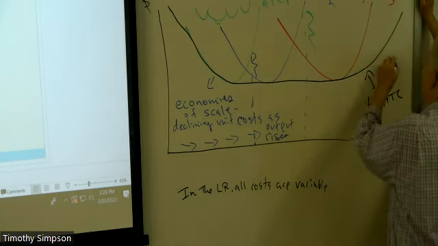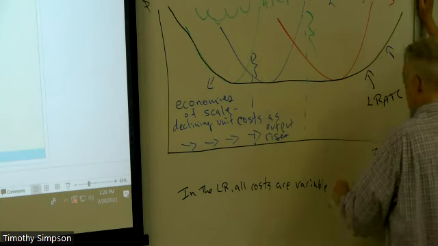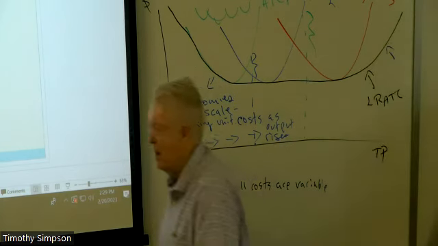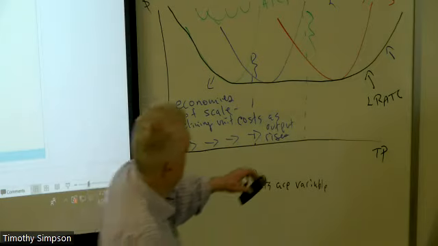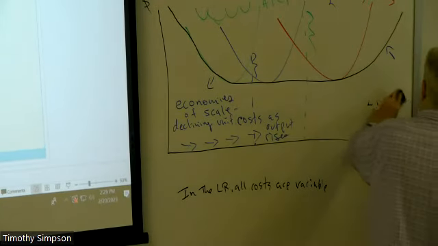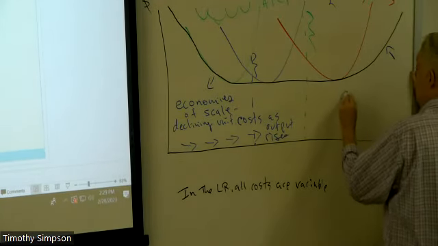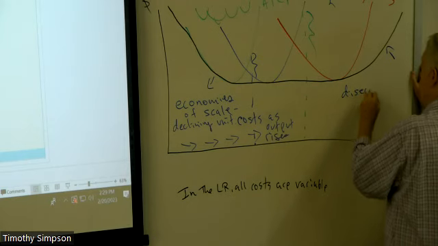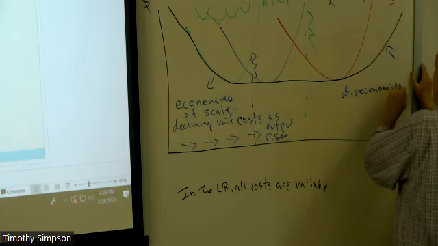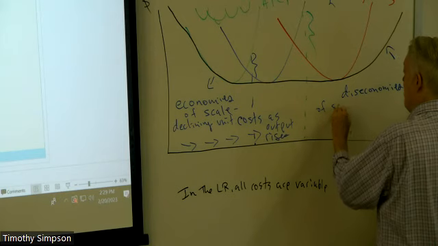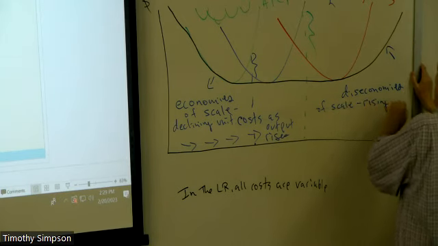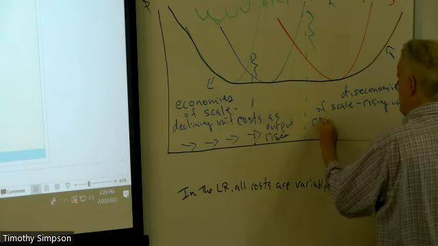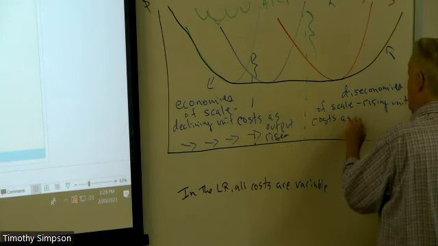But what about this area here? Now you've got an area where costs are rising. What do we call that area? Well, it's just the opposite. Frankly, economies of scale are more common than this other kind, and there's a reason. I'll tell you why in a minute. This area we call diseconomies of scale, and this is a real term. Diseconomies of scale is rising unit costs as output increases.